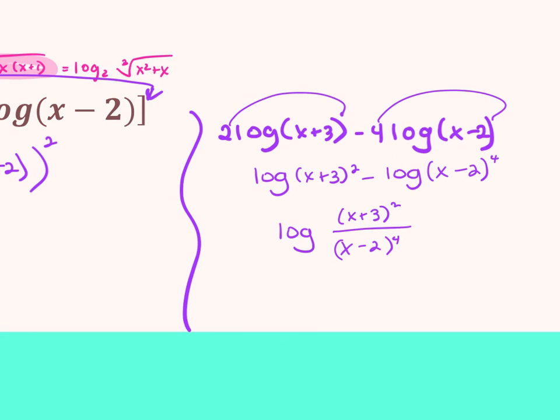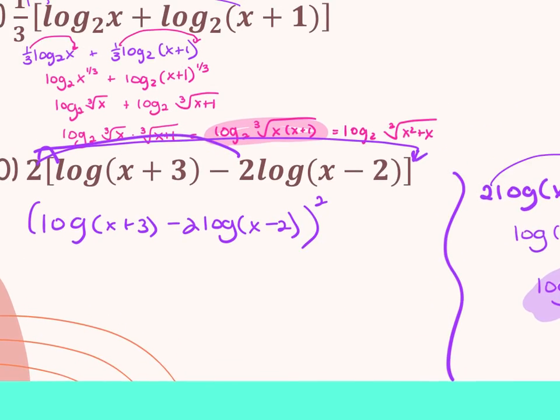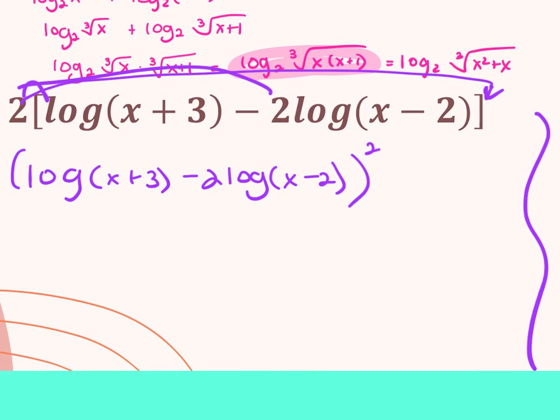Okay, so if I had done it this way, if I had put this squared behind it, then I can work inside the parentheses first. Log of x plus 3 minus this 2 comes here now.